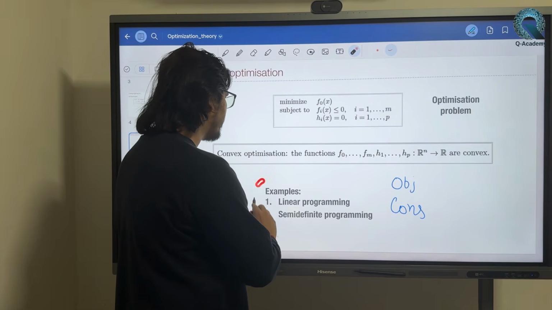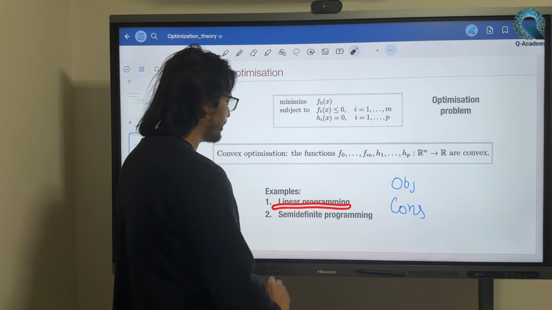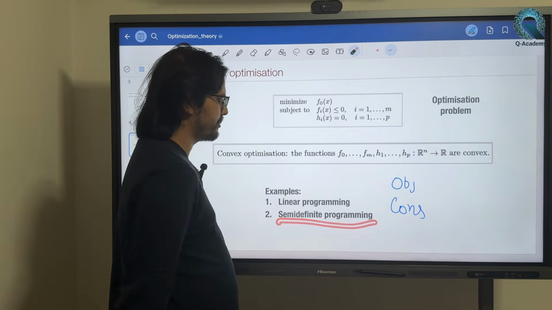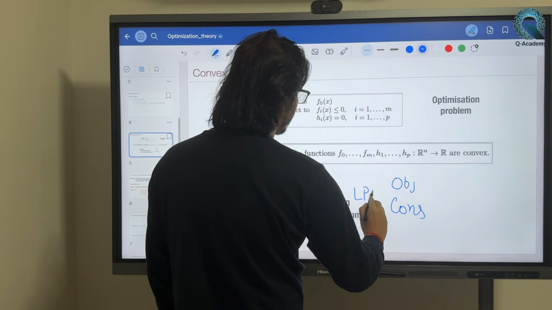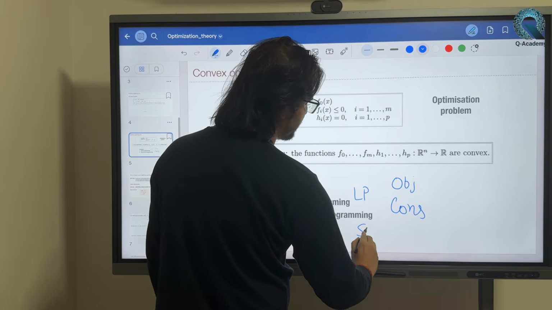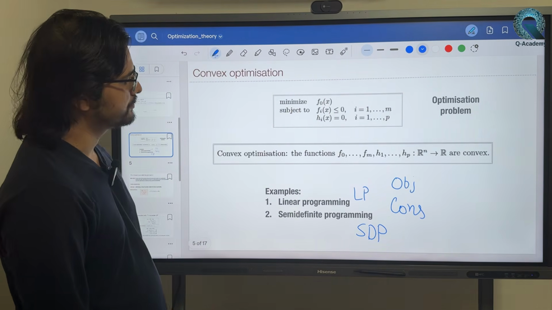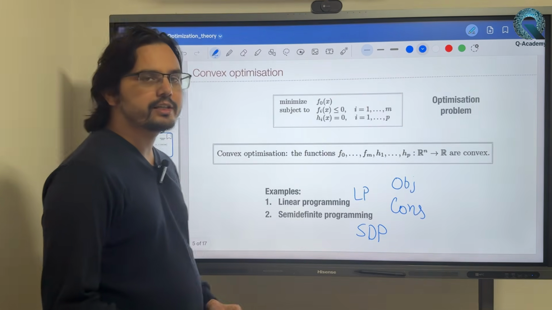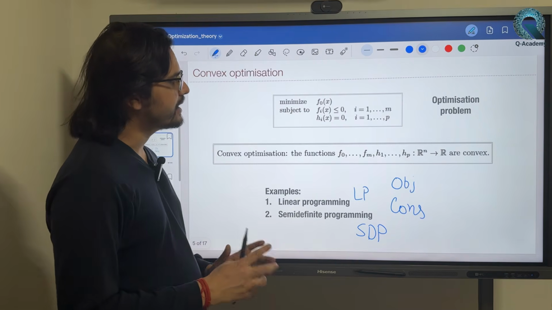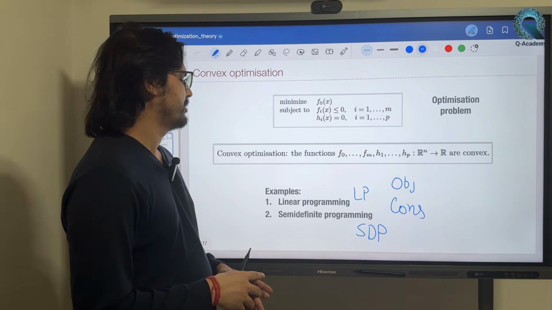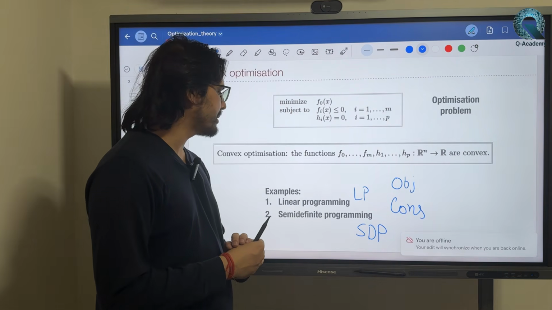Some of the common examples of optimization problems that are convex are linear programming and semi-definite programming. Linear programming is sometimes called LP, and semi-definite programming is sometimes called SDP. For linear programming, we already saw that the objective function and the constraints have to be linear, roughly, to be called a linear program.